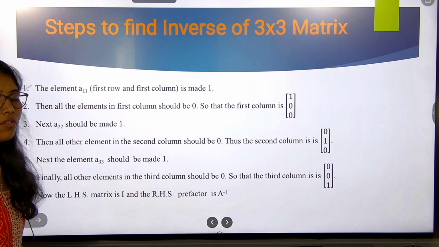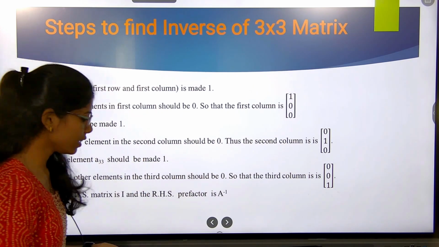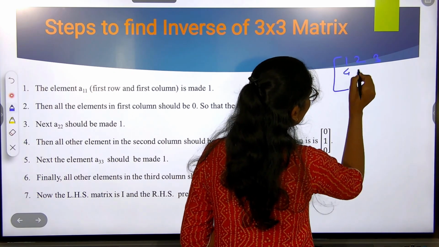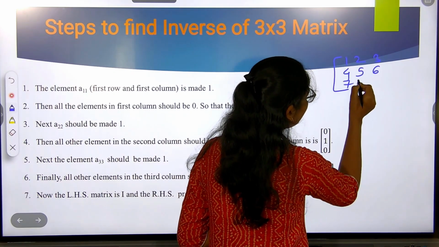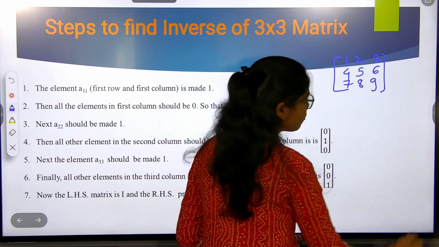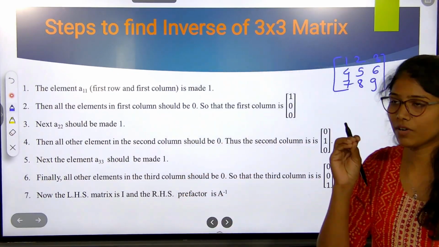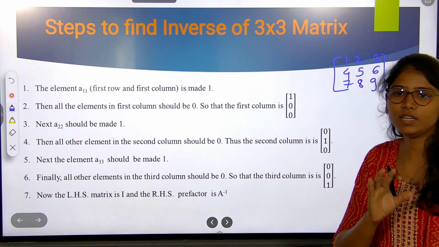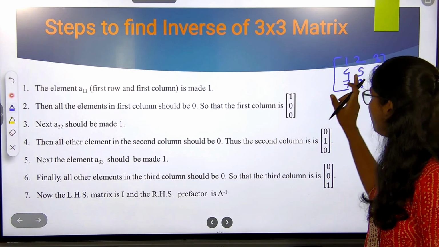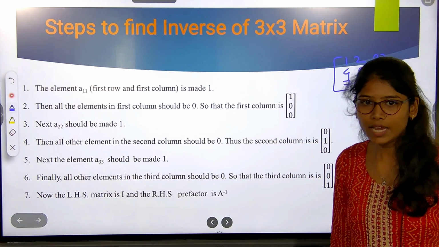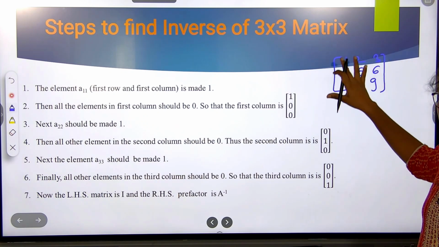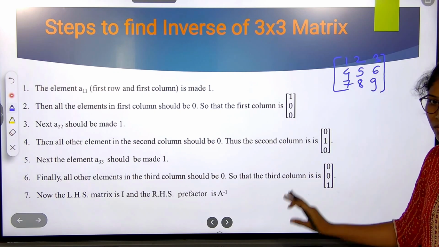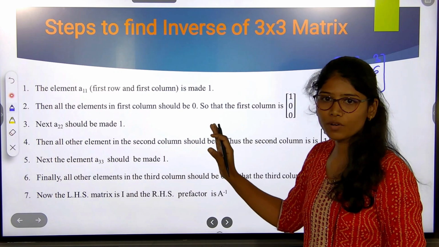Now, steps to find inverse of a 3 by 3 matrix. What are the steps here? Suppose your matrix is 1, 2, 3, 4, 5, 6, 7, 8, 9. The first condition is important: find out the determinant of this matrix. If the determinant of this matrix is 0, then the inverse does not exist. If it is not equal to 0, then the inverse exists and it should be n cross n order. Here the order of this matrix is 3 by 3, so we can find the inverse of this matrix. So what are the steps to find the inverse?